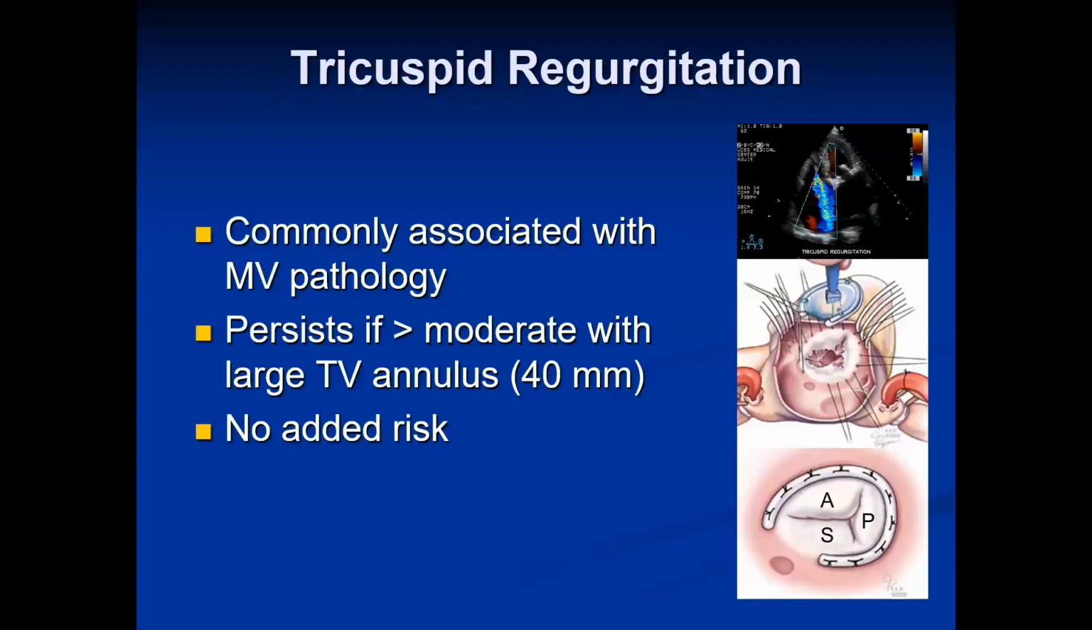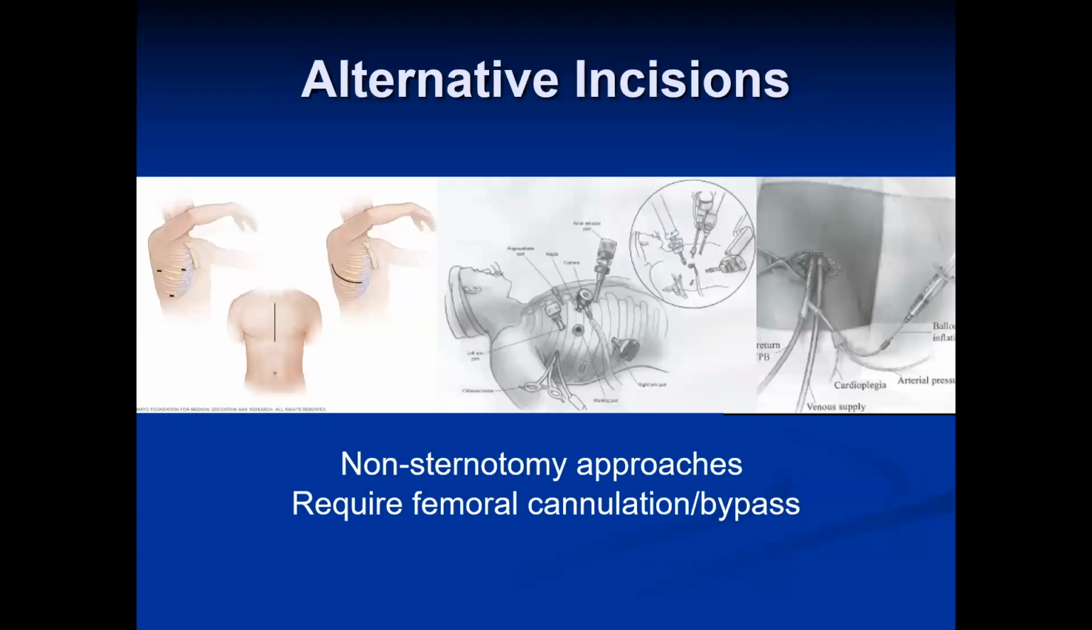And of course, tricuspid pathology. It's interesting that in the operating room, we see it much more commonly than we thought. And again, we would approach it and treat it if there's more than moderate mitral regurgitation or the annulus is enlarged, because we know that treating mitral valve pathology would not necessarily eliminate a tricuspid regurgitation. And so we would typically put a tricuspid ring at the same time, again, with no added risk.